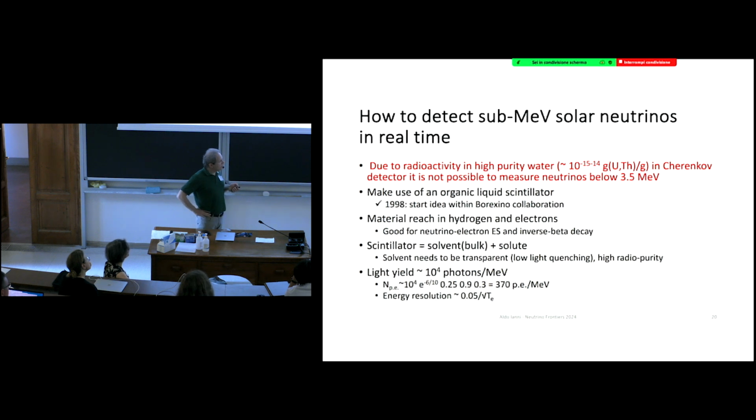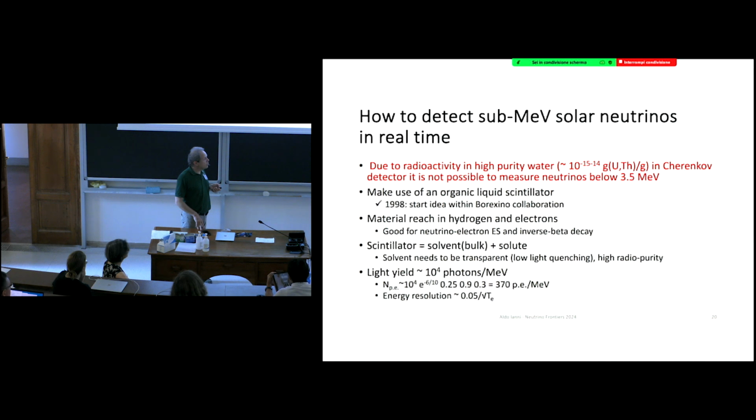So the point was faced in 1998, at the end of 90s last century. And the important observation is that due to the radioactivity in high purity water, the high purity water can be purified at the best at the level of 10 to the minus 14, 15 gram of uranium thorium per gram of water. So with this level of radioactivity, we know that the detection threshold can be at most at the level of 3.5 MeV. And this is the case of Super Kamiokande after exploiting this technique over many, many years.